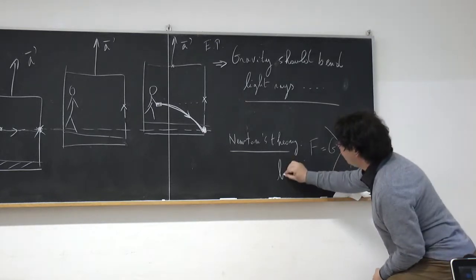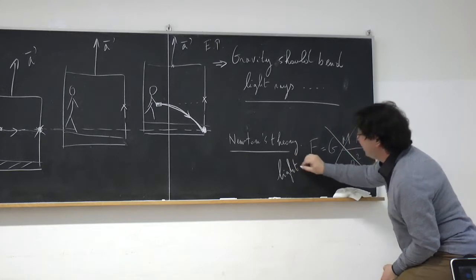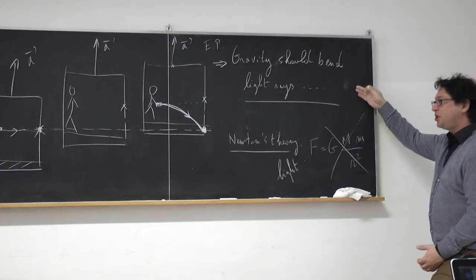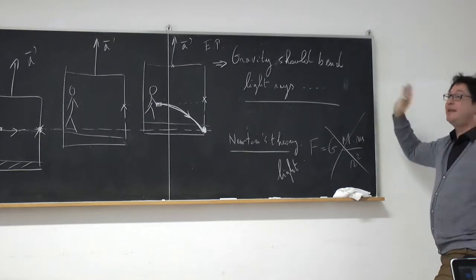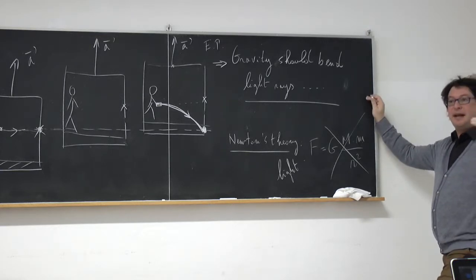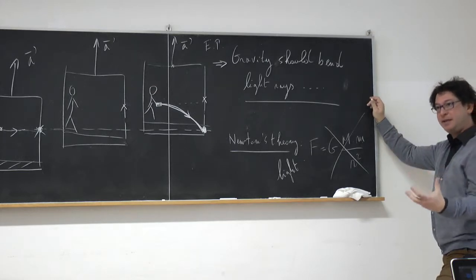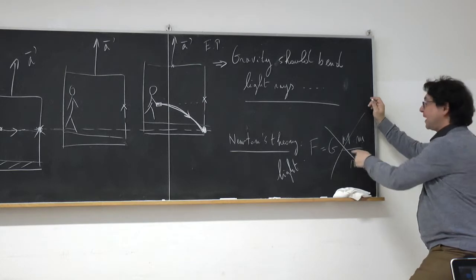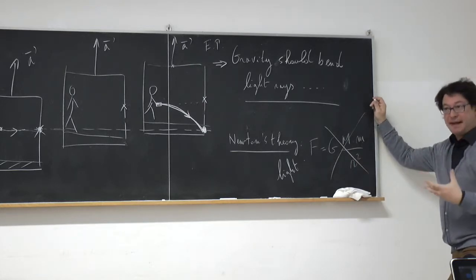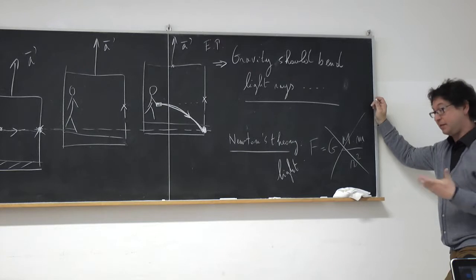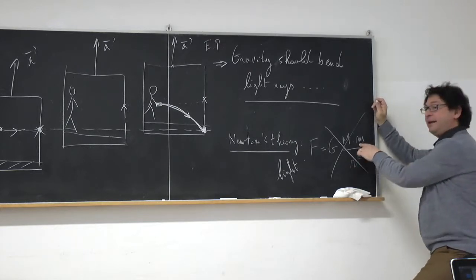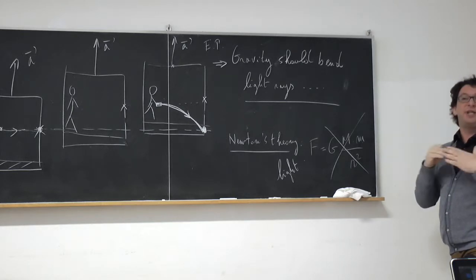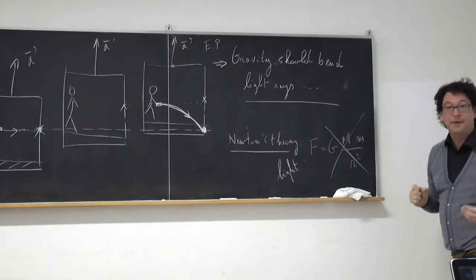So light, you can write here. This is just to highlight the difference between Newton's theory and Einstein's theory. In Einstein's theory, gravity is something that affects light rays, the propagation of light. In Newton's theory, gravity should not affect the propagation of light. Why? Because in Newton's theory, the mass of light is zero. Light is pure energy. It's a wave.